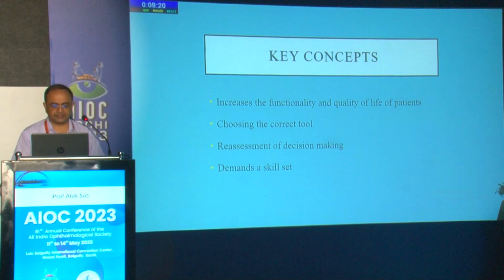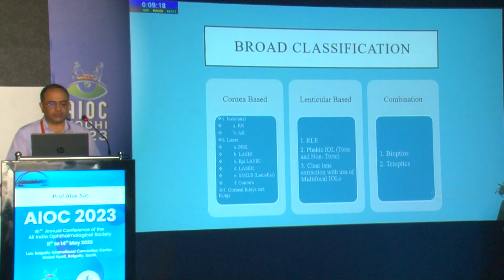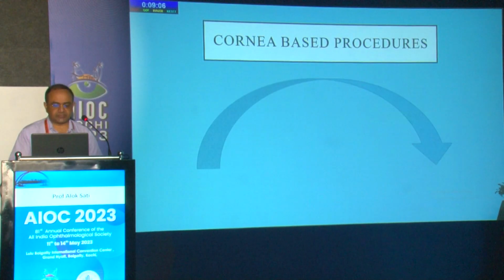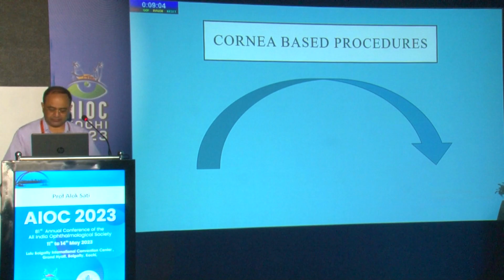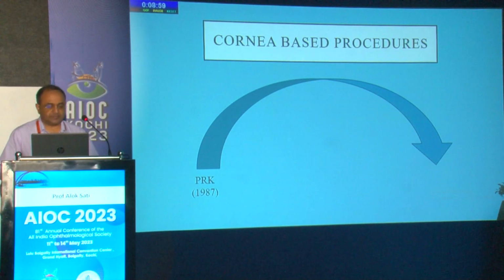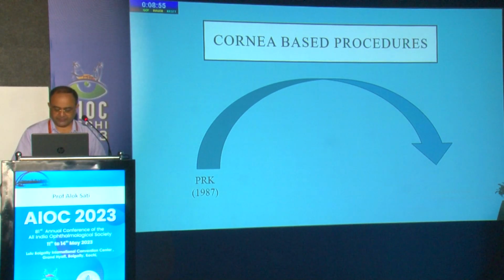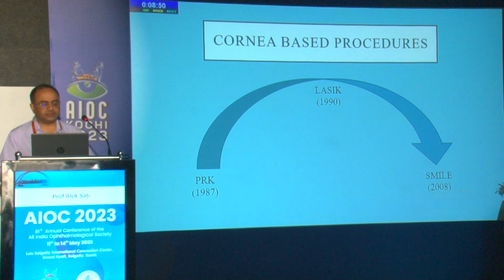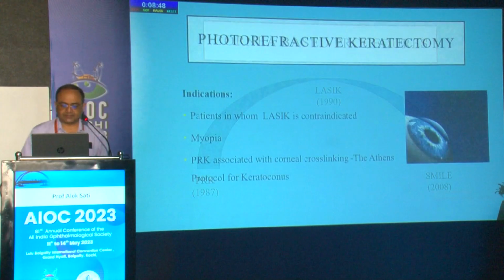That's important. So broadly, there are three kinds of procedures. One is cornea based, one is lenticular based, and one is a combination of these two. In cornea based procedures, there has been a paradigm shift since the 1980s. Initially it was PRK. I'm not going before that because I'm going to those procedures which we are still doing. Then LASIK, and now SMILE and Contoura. This is in the pipeline.